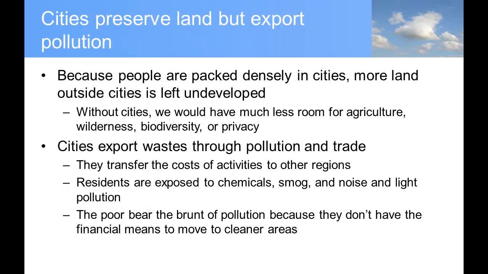Because people are packed densely in cities, that means more land outside the cities is left undeveloped so that we can have more room for agriculture and wilderness and biodiversity. Cities also export waste, however, through pollution and trade. They send their garbage out to other areas to be buried or incinerated. They generate smog and other pollutants that may travel outside of their borders. As is often the case, poor people often bear the brunt of the pollution because they don't have the financial means to move to cleaner areas.